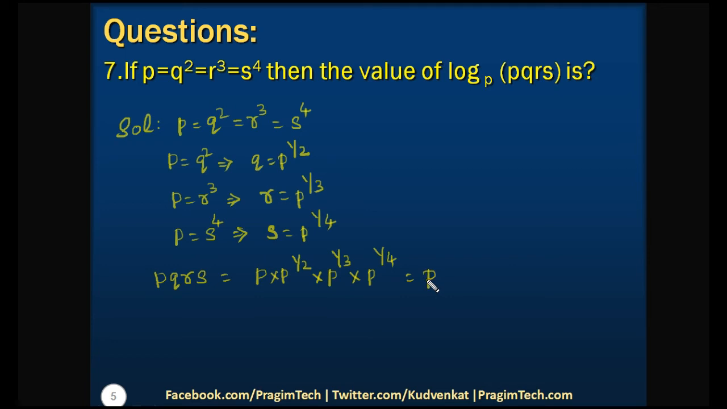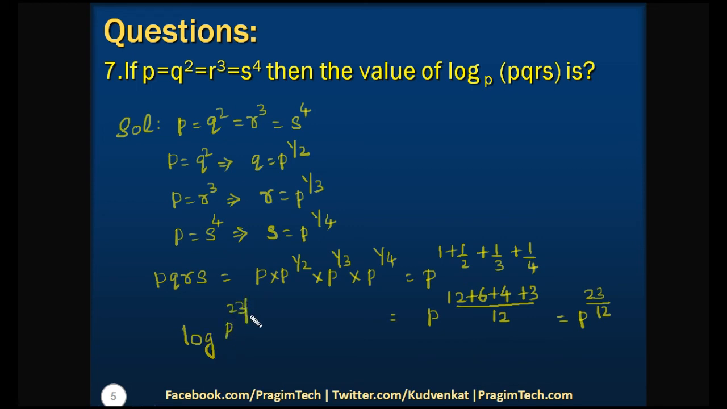So that means the bases are same. We can add the powers, that is 1 plus 1 by 2 plus 1 by 3 plus 1 by 4. Let's take LCM in order to simplify further. So the LCM is 12, right? So it's 12 plus 6 plus 4 plus 3, right? So which is nothing but p to the power of 23 by 12, right? Let's substitute this in the logarithm. So that is logarithm of p to the power of 23 by 12 to the base p. So which implies 23 by 12 into logarithm of p to the base p. Its value is going to be 1. So therefore its value is 23 by 12, right?